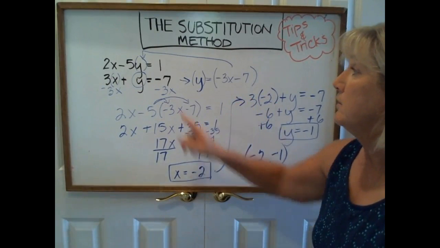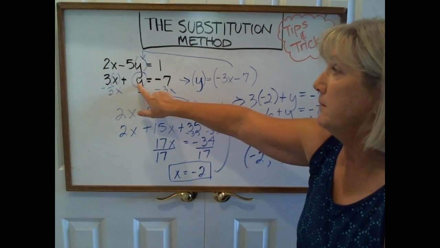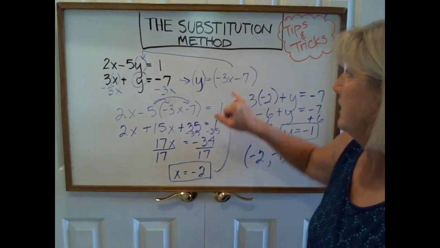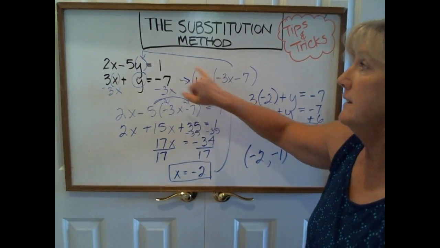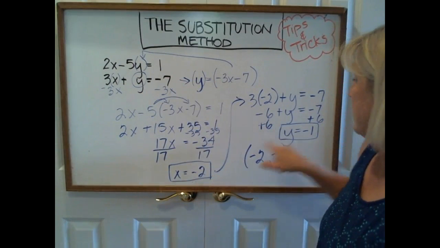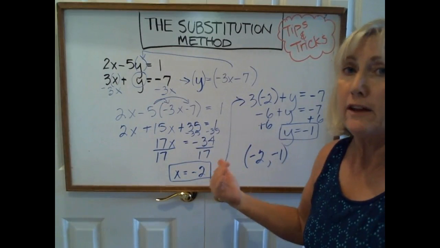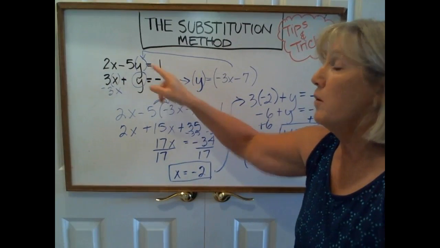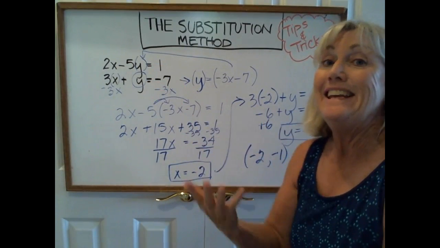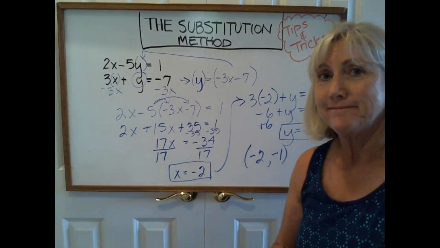So my 3 tips was to look for the variable that doesn't have a coefficient from it. The second one is use parentheses to substitute back in. And the third one is don't forget to solve for the other variable. Choose the equation, though, that is the easiest numbers to deal with.